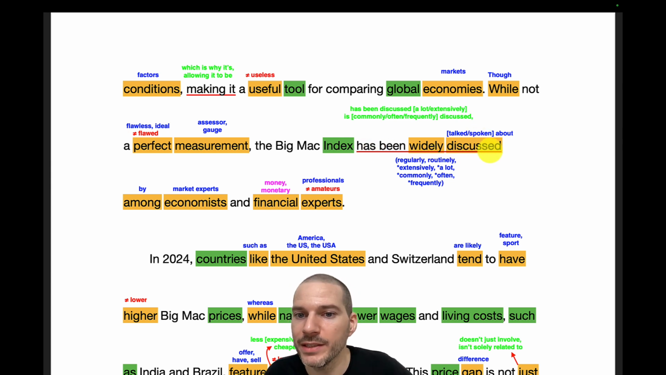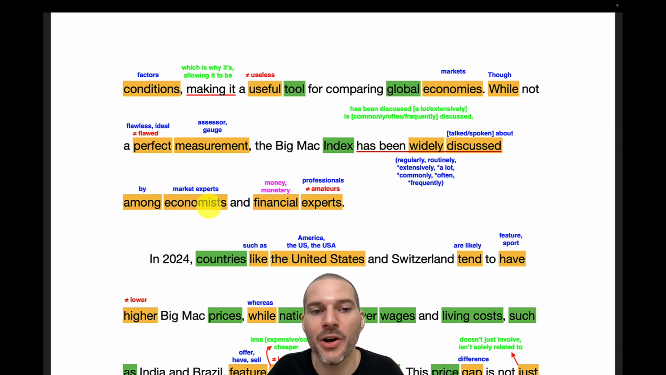So, has been widely discussed. We can reword it. The Big Mac index has been discussed a lot, has been discussed extensively. So you would put your adverb after the verb discussed. Or if I want to use these other words, commonly, often, and frequently, I would have to say the Big Mac index is commonly discussed, is often discussed, is frequently discussed among or by economists.